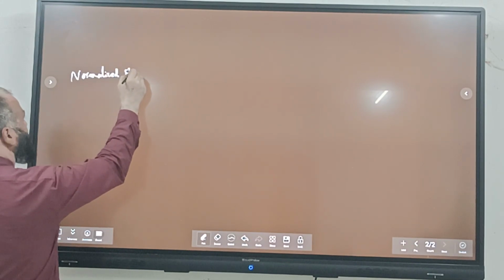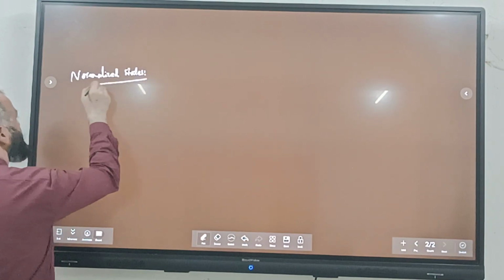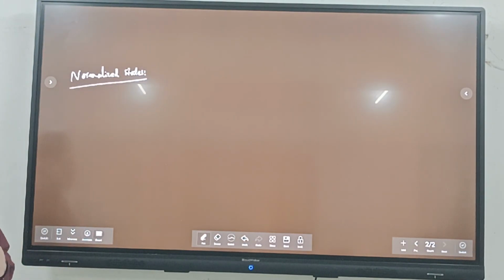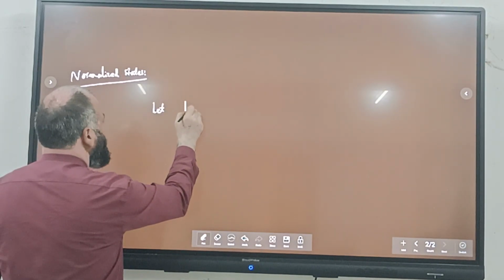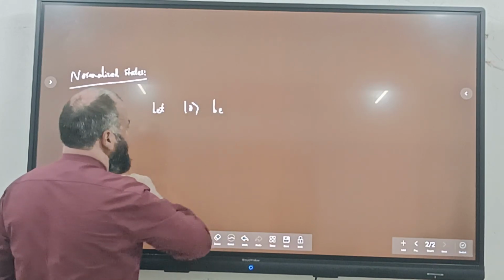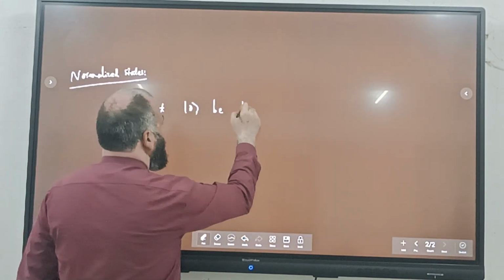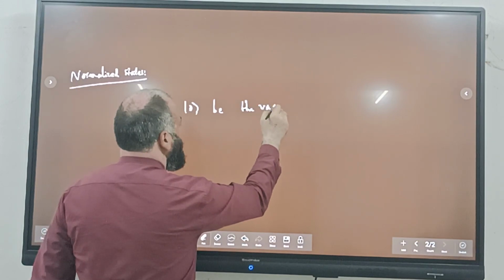So let's take the concept of the normalized states. Let's define: let |0> be the vacuum state.